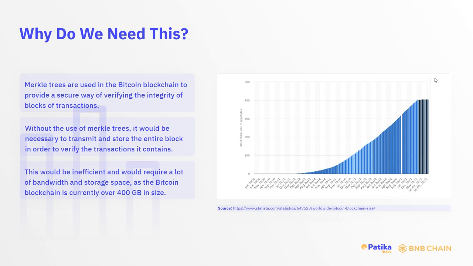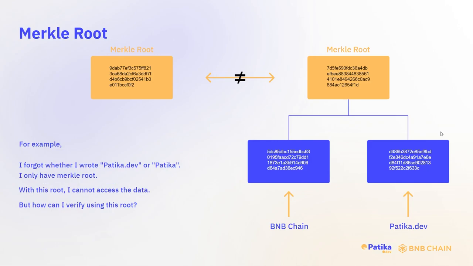Here is a statistic from 2009 to 2022 of the storage of the Bitcoin blockchain, and it's increasing every single day. So imagine storing all of the hash values instead of storing the Merkle root. It's going to cost us a lot. Okay, let us give an example. We have seen this animation before.